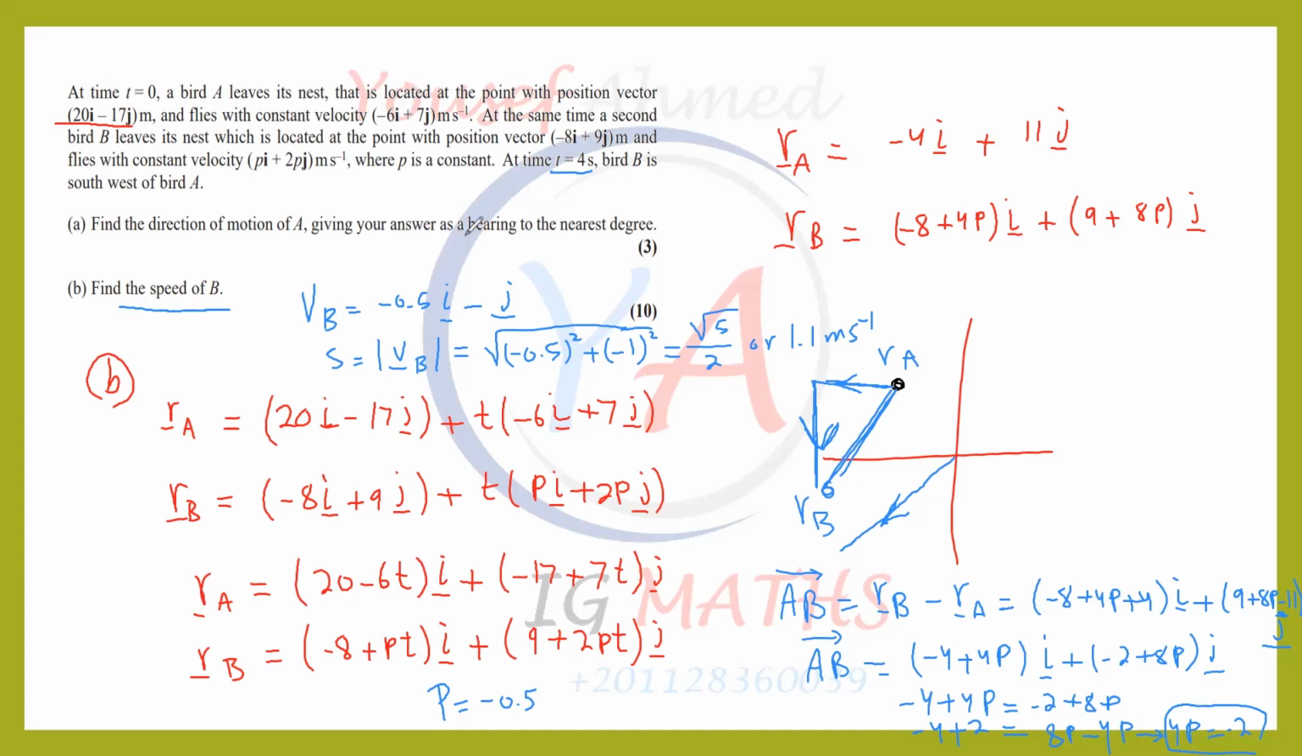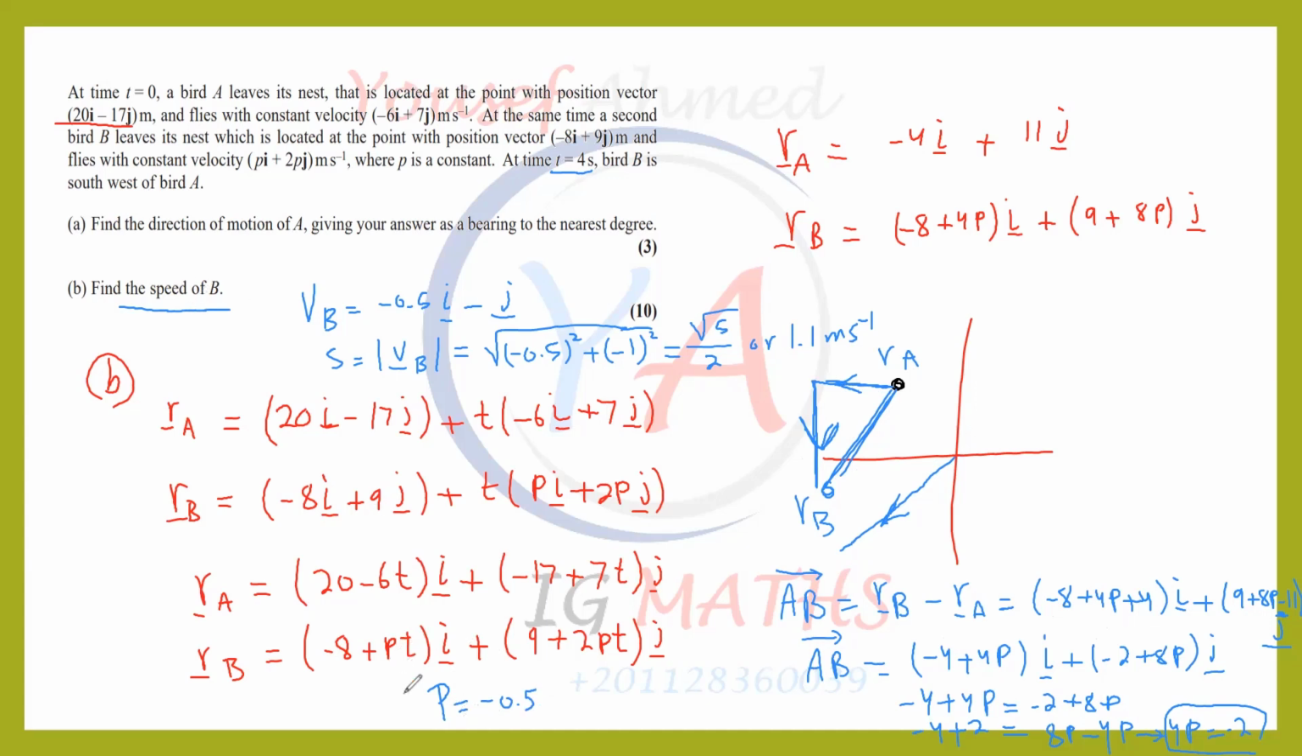But it's southwest. So it means moving horizontally, the same as moving vertically. They are two equal distances. It's like an isosceles triangle. So it means the i component for the vector AB, or this displacement here, is equal to the j component. So after you got the i component and j component of AB, you can equate them together, work on finding the value of p. You got the value of p. It's required to find the speed of bird B.